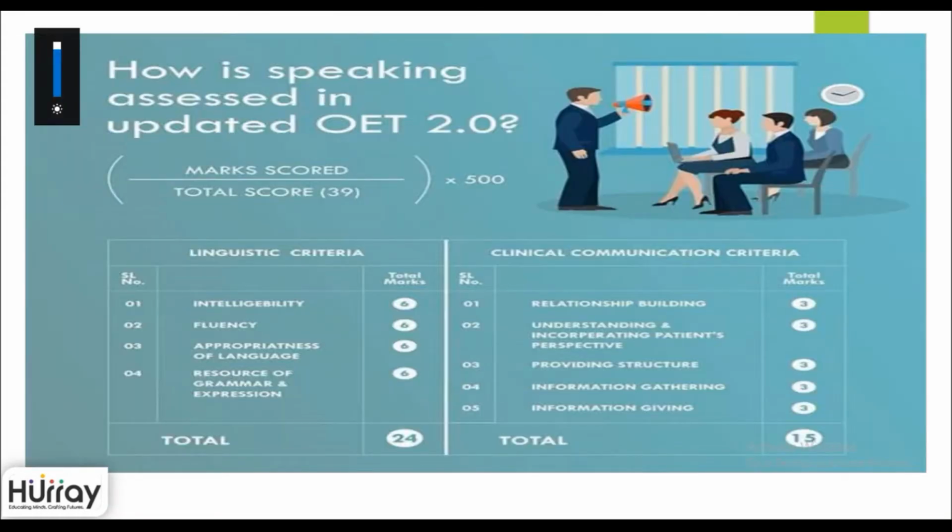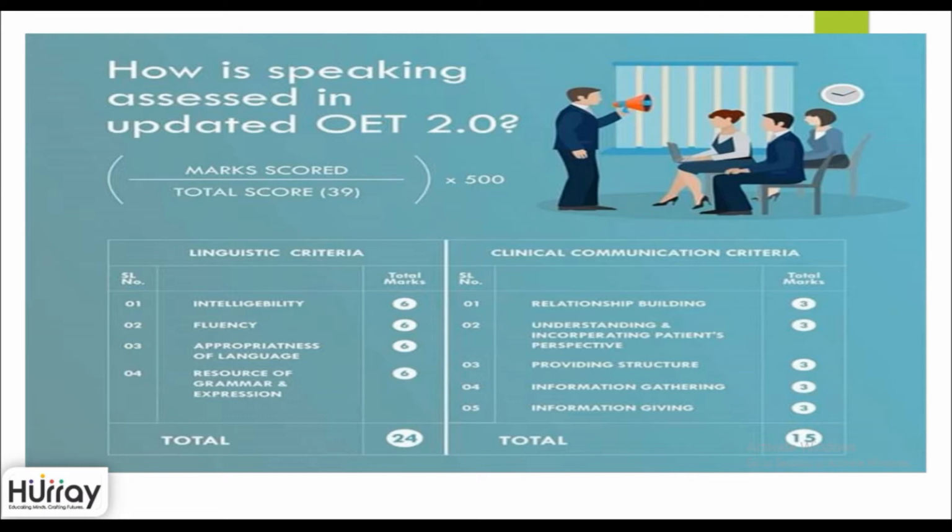Now, this is how the speaking is assessed in OET 2.0. These are the total marks scored by you divided by 39, which is a result of 24 plus 15 into 500. Whatever score you get is then converted into the grade. On this side, you have your linguistic criteria. The first one is intelligibility, which basically means speaking with clarity in a way that is understood by the other person. The next criteria is fluency, speaking without pausing too much or using too many fillers.